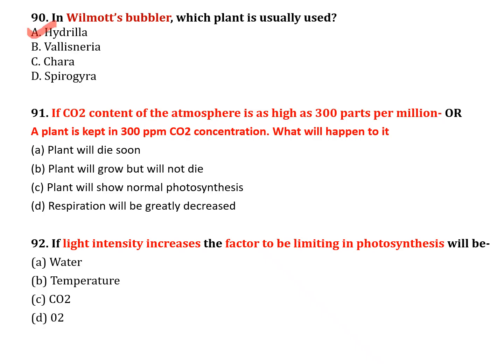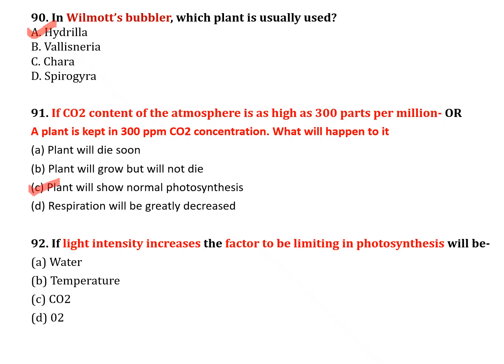The next question, number 91. If a plant is kept in 300 parts per million carbon dioxide concentration, what will happen to it? Option A, plant will die soon. Option B, plant will grow but will not die. Option C, plant will show normal photosynthesis. Option D, respiration will be greatly decreased. Correct answer is option C, plant will show normal photosynthesis.